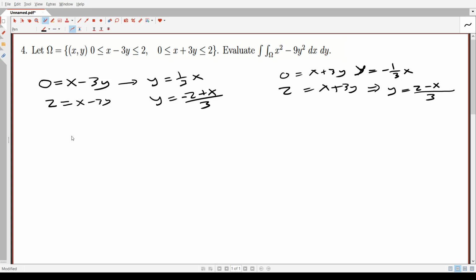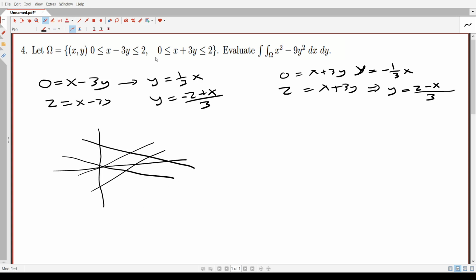Okay, so if I graph this, these are the curves I'm graphing. 1/3 x is going to look like this. Negative 1/3 x is going to look like this. And then minus 2 plus x over 3, that's minus 2 somewhere down here, and it's going to look like this. It should have the same slope, so it should be parallel. And then 2 minus x over 3 is going to be parallel to this, passing through the point minus 2.